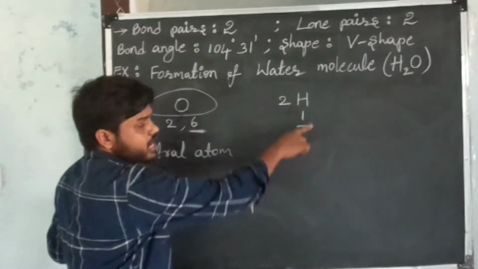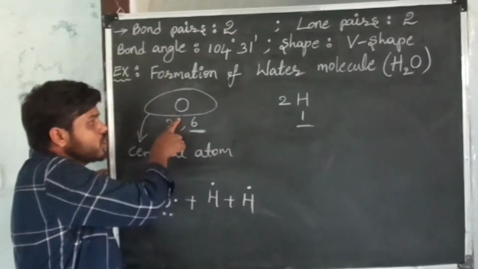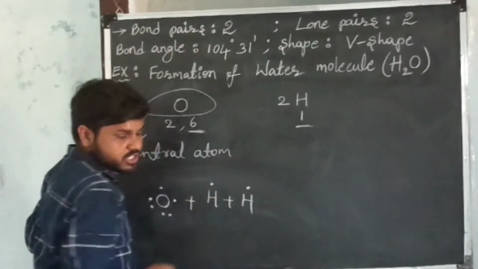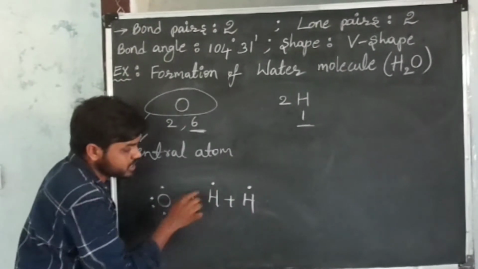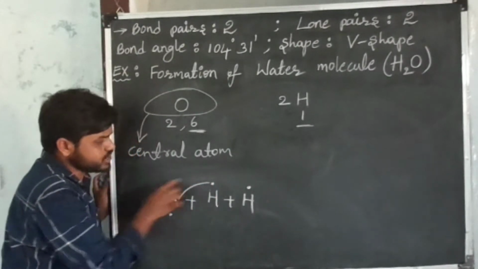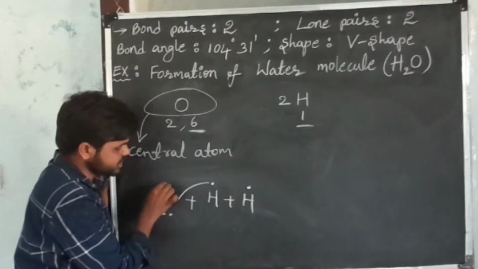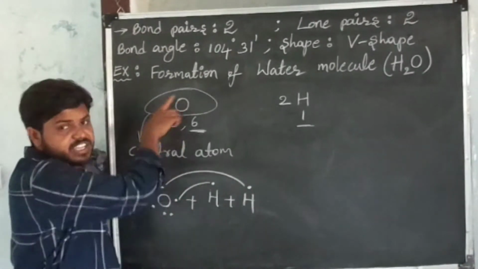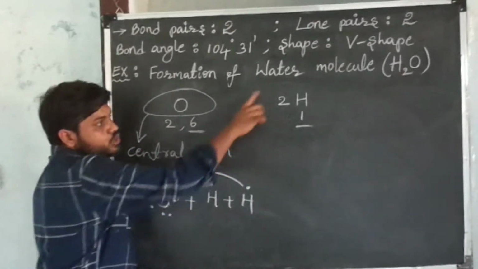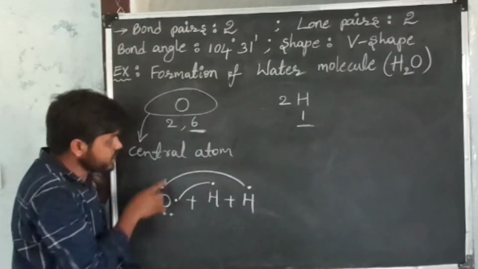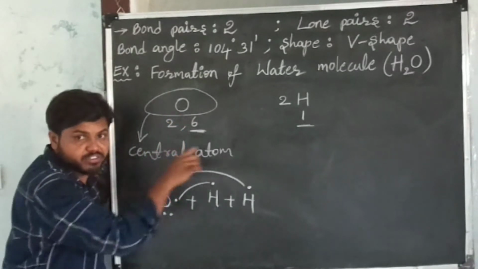Okay, these 2 hydrogens are sharing 1 electron each with oxygen and this oxygen is sharing 2 electrons with the 2 hydrogen atoms. So, these 2 electrons are shared between oxygen and hydrogen and these 2 electrons are shared between oxygen and another hydrogen. Oxygen is the central atom of the molecule because 2 hydrogens are sharing 1 electron each with the oxygen atom. That's why oxygen is the central atom of the molecule.